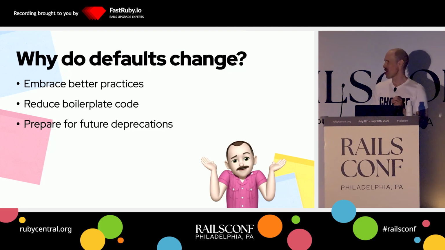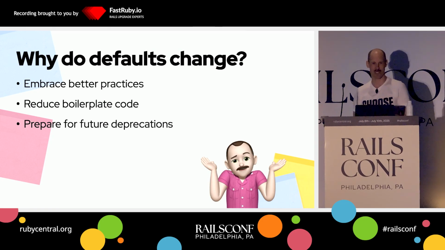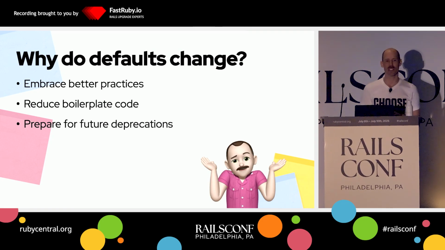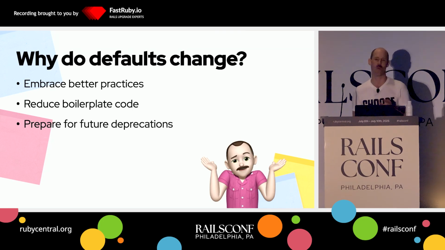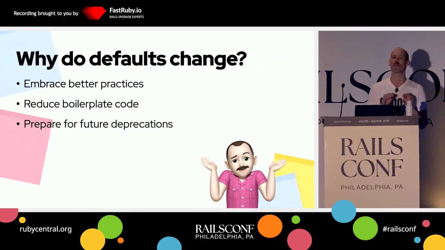This one's a little trickier. Preparing for future deprecations. Sometimes the Rails team knows a feature isn't so hot or is going to be moved away for something. So they'll set a default opposite of that to slowly move developers away from it. And this is, again, a very slow process. We're not talking one revision of Rails. We're talking over many.